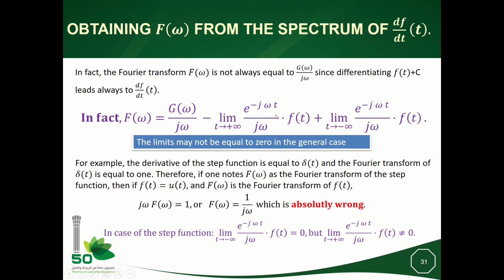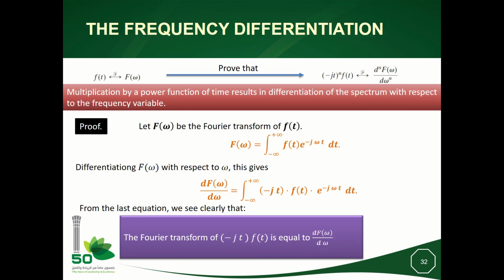And we can explain it from these results. We are here saying that the limit at infinity is 0 because the step function is 0 at minus infinity. But at plus infinity, the step is equal to 1. And this expression, this limit, is not equal to 0. And this gives exactly the pi delta of omega. So we will prove the Fourier transform of the step in the next slides.